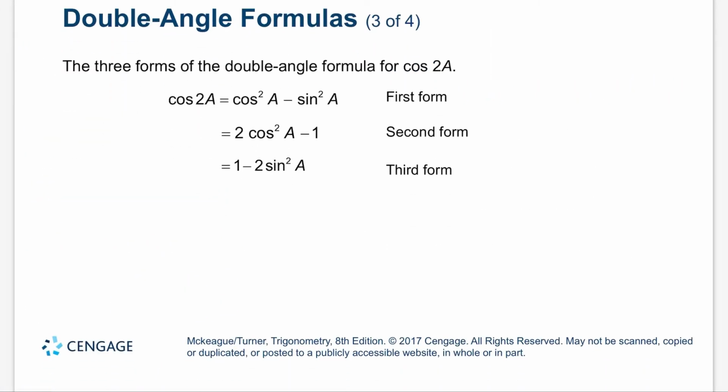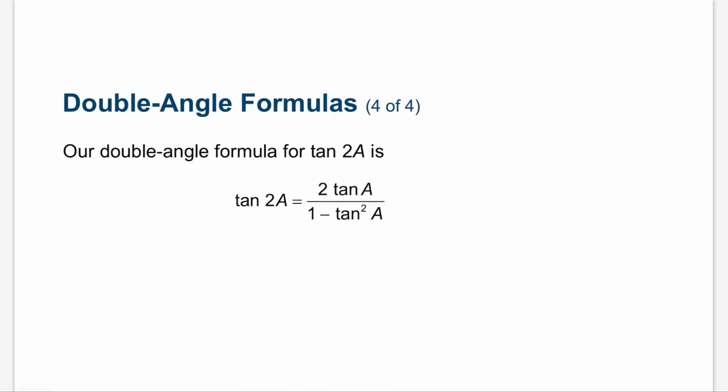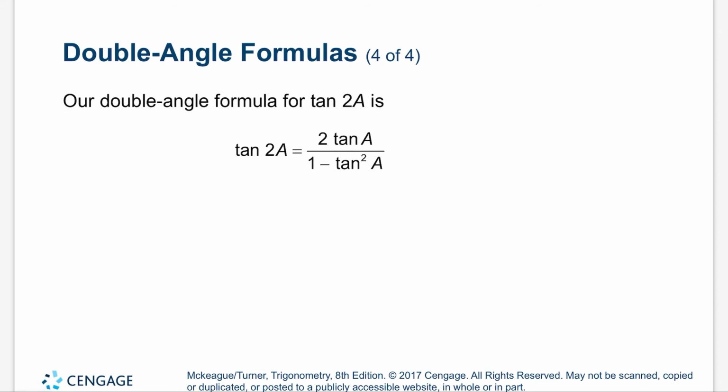All right, here are the cosine double angle formulas. There's 3 versions of them, the first, second, and the third. And it just depends on the problem which one. The problem will determine which of these 3 we should use. All right, and then the double angle formula for tangent is this.